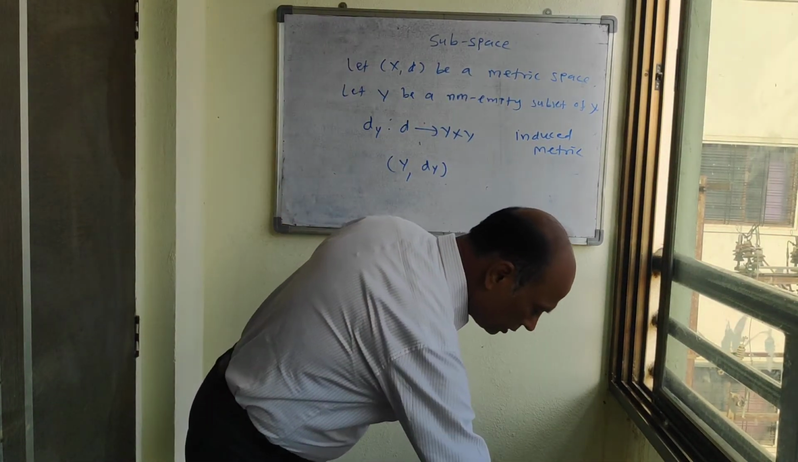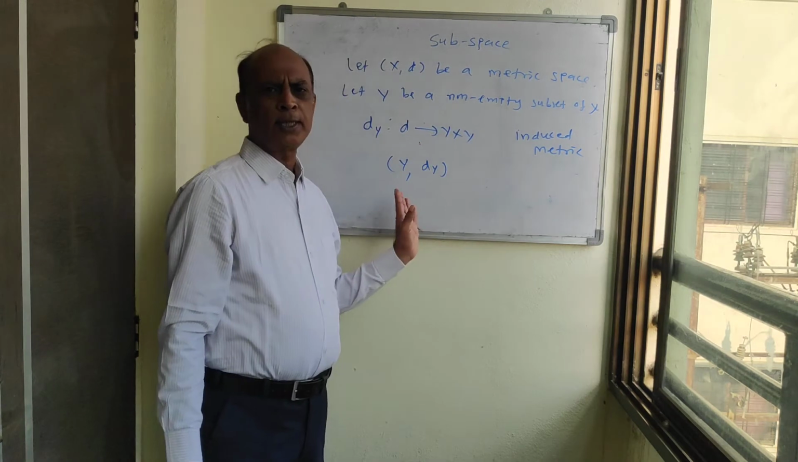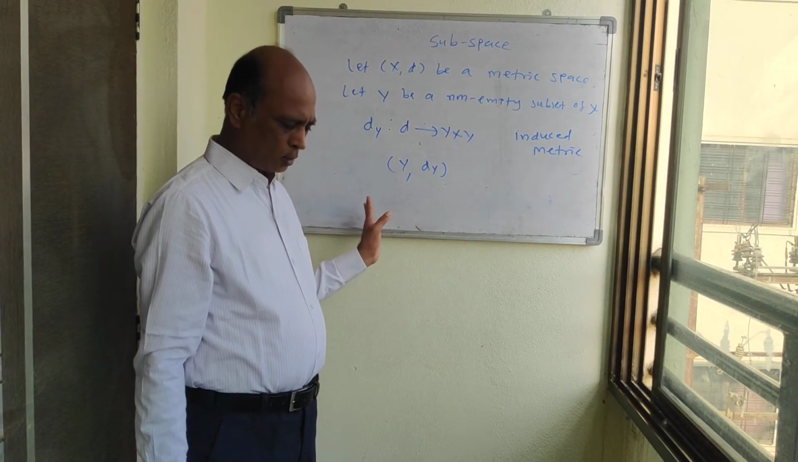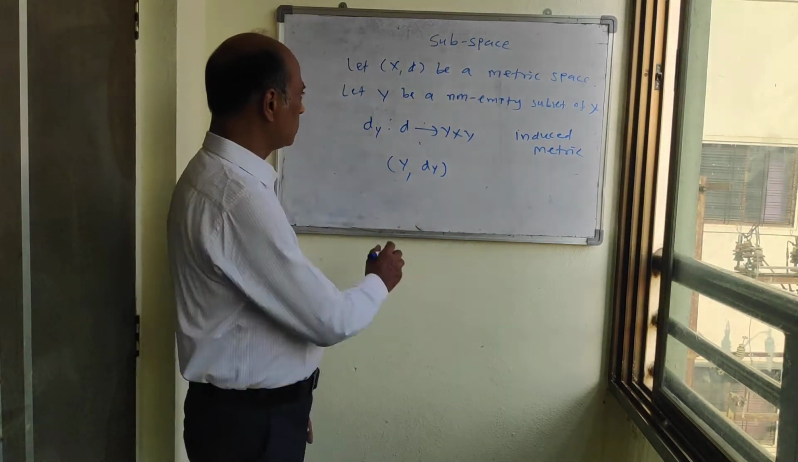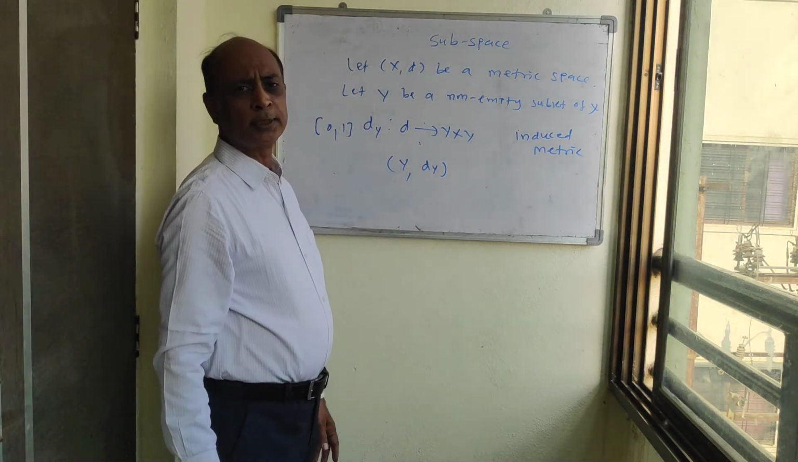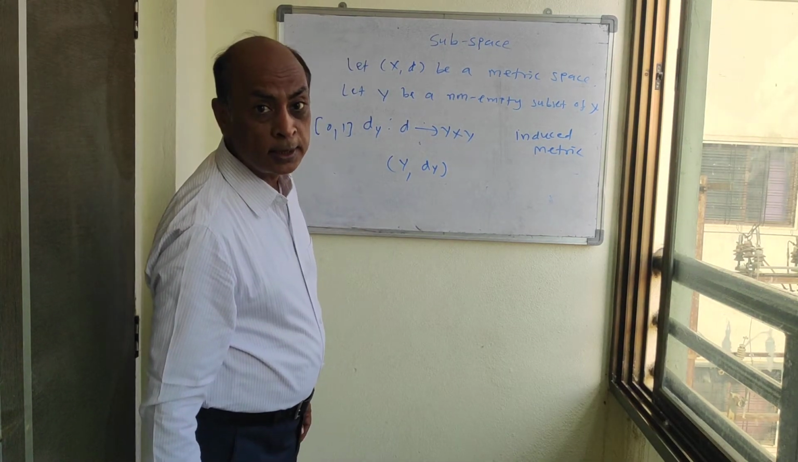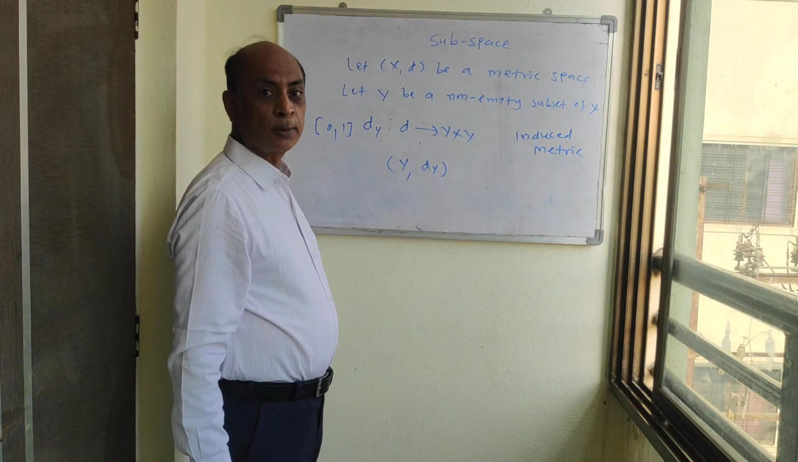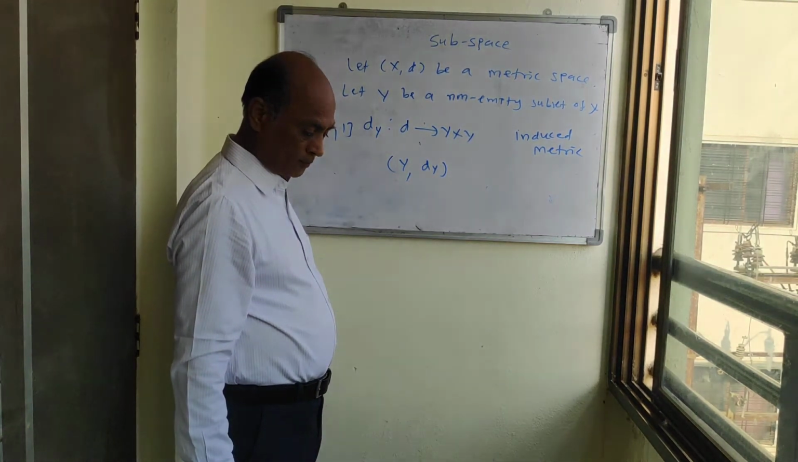So now we can take one example. Closed interval 0 1. Closed interval 0 1. It is a subspace of the metric space of real numbers. Also the set of rational numbers, it is also a subspace of the metric space.